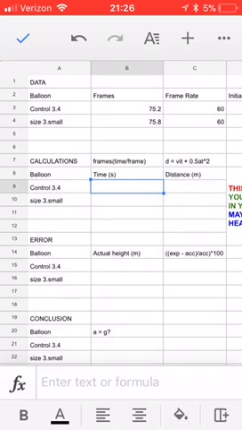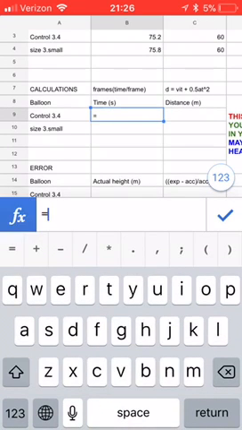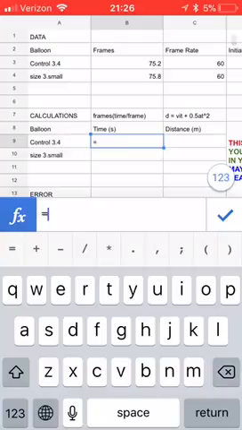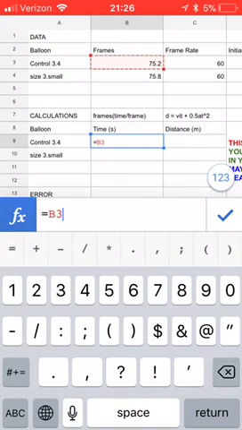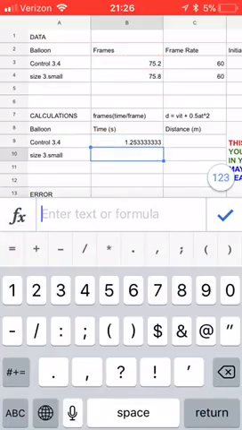Here, when you calculate, you always have to hit equals. Then you put your number of frames. Now actually, I'm not going to write 75.2 for control, period 3, group 4. I'll just give the address of the number, so if I change my number of frames, this automatically updates. It's in B3. I could type B3, or even better, I could just tap B3. Then it multiplies by a fraction of 1 second per 60 frames. Close the parenthesis. Good to go. There's the time.